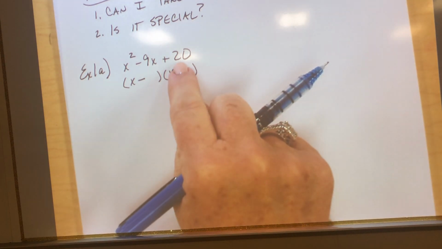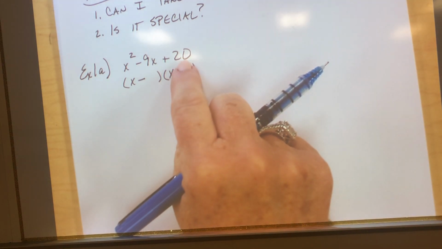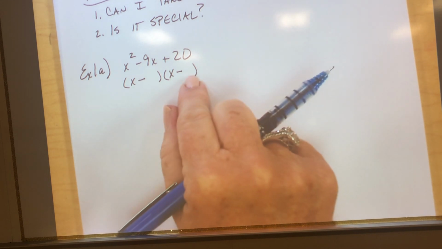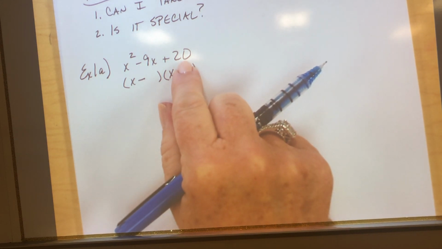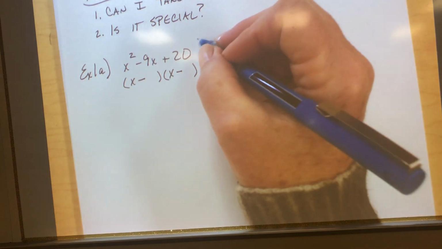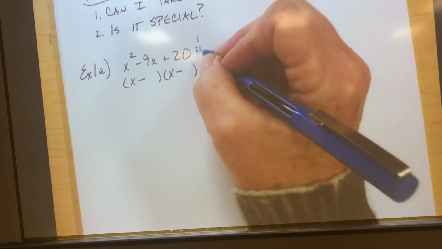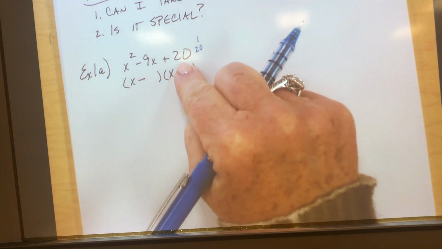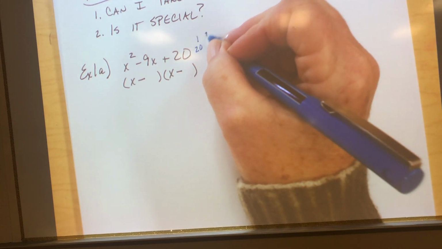So here's what I'm going to do. I'm going to list the factors. I'm trying to figure out what goes here and what goes here. So I'm going to list the factors of 20, the numbers that multiply together, that's what a factor is, that give me 20. So I just start from the beginning. 1 times 20. What about 2? Does 2 times something give me 20? 2 times 10.